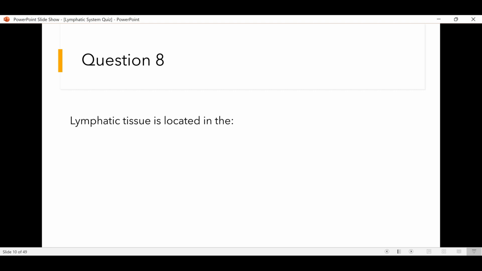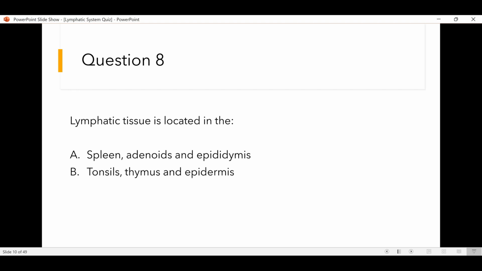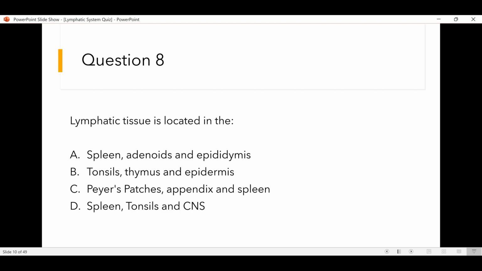Question 8. Lymphatic tissue is located in the spleen, adenoids and epididymis, tonsils, thymus and epidermis, Peyer's patches, appendix and spleen, spleen, tonsils and CNS, or the central nervous system.